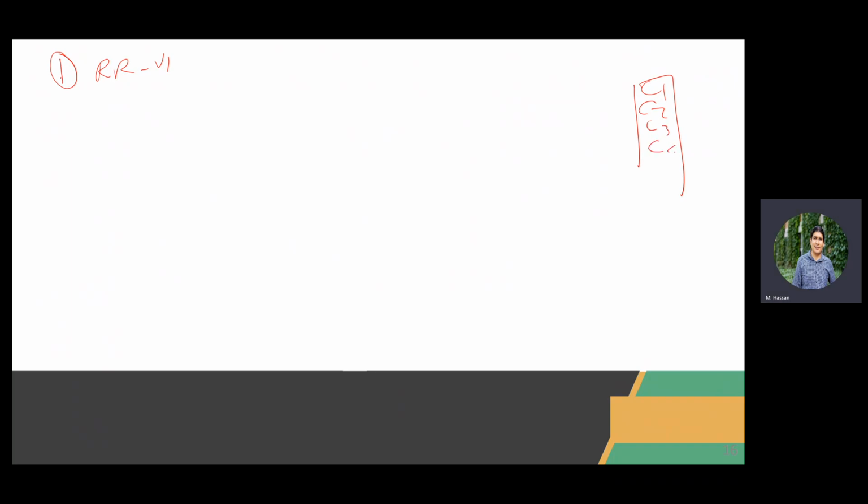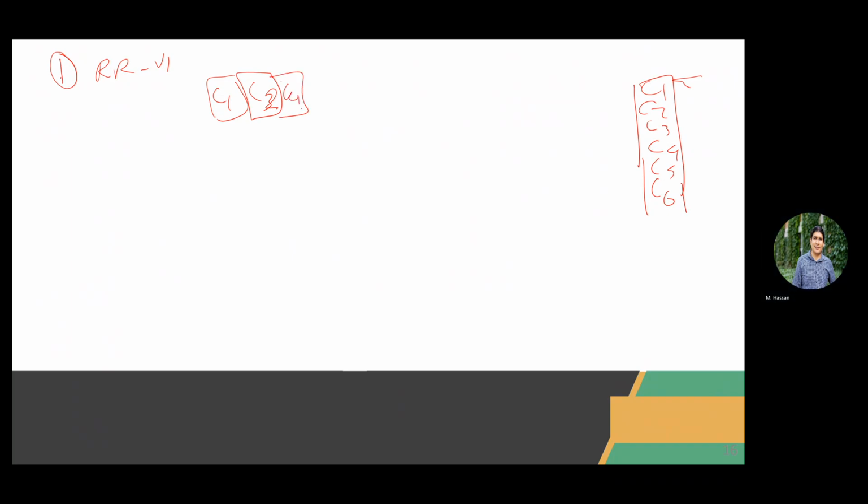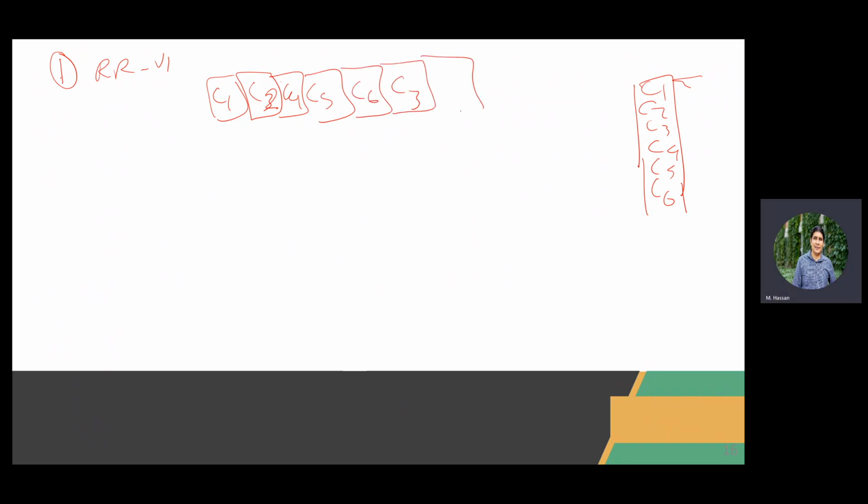Okay, so the first implementation we have discussed is round robin version 1. In my circular round robin queue, I always put all the cores in my queue, whether they have something or not. And then I go in the order from the beginning. C1 is serviced, C2 is serviced, C3 does not have something, so it goes back, and then 4, then 5, and then 6, and then 3, and then 4. This is what we have done already in the previous slide.